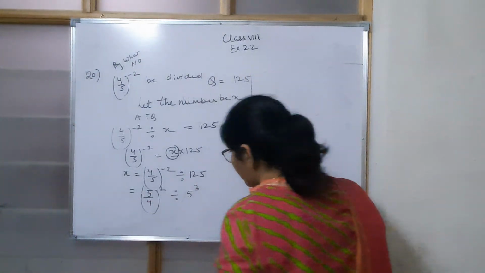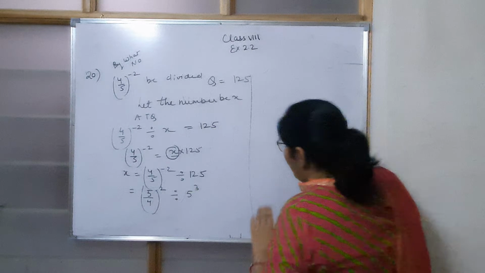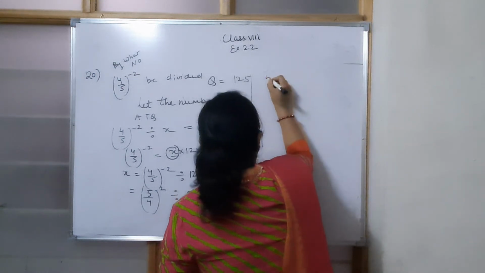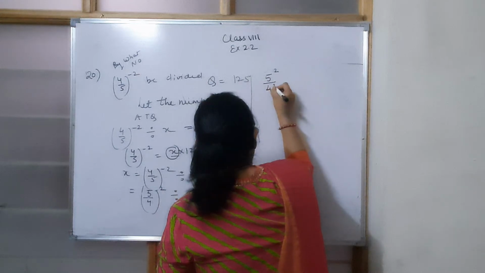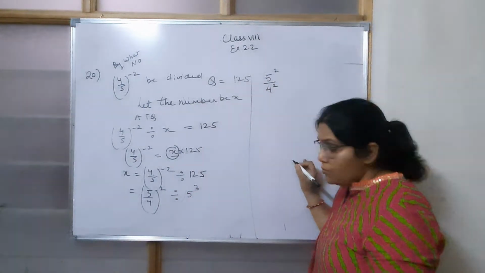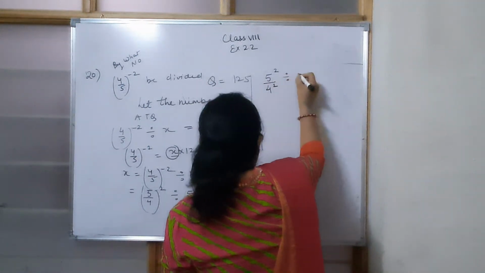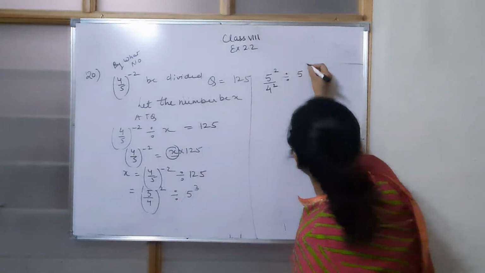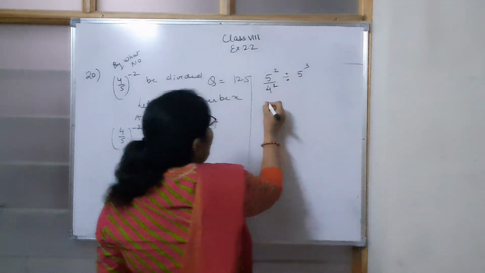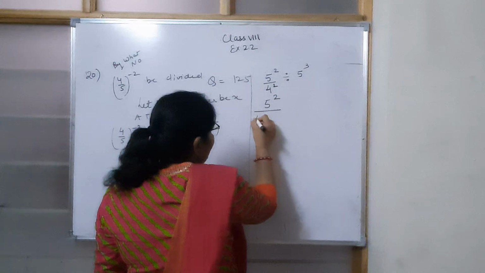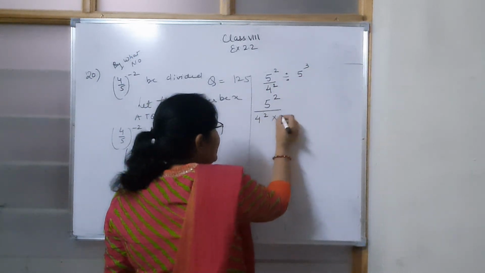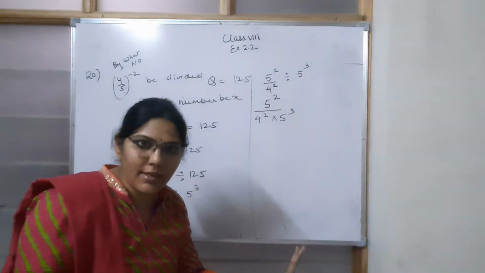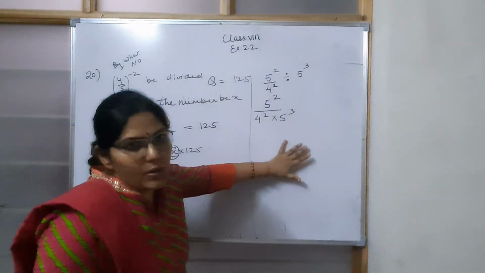So I have written 125 as 5 raised to the power 3. Now just look here. This is 5 raised to the power 2, then we have 4 raised to the power 2, and here we have 5 raised to the power 3. Or you can write it like that. Actually, this is 5 raised to the power 2 over 4 raised to the power 2, and this is in division. It means we can write it like that also. It's one and the same thing. If you are comfortable with this, you can do that.